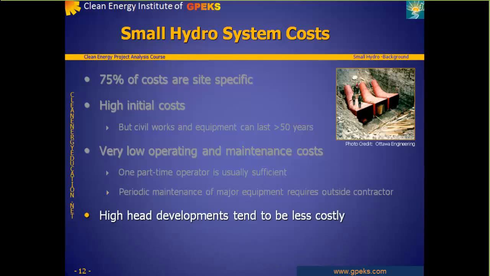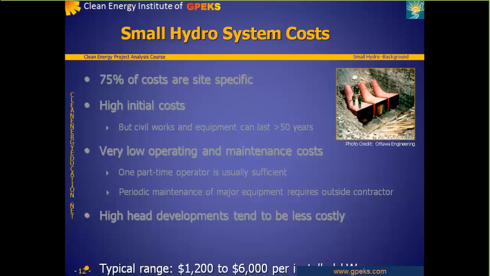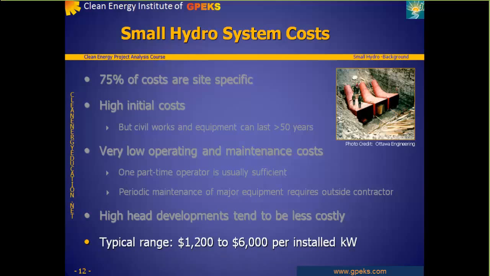The size of the turbine varies with the flow that it must accommodate. As a result, higher head projects, which require less flow to generate a unit of electricity, can use smaller turbines than low head projects. The smaller turbines are less expensive, so high head projects tend to have lower equipment costs. The civil works, however, are not necessarily less expensive for high head projects. With so much of the cost of the project being site-dependent, the range of project costs is very wide. Many projects fall within the range of $1,200 to $6,000 per kilowatt of capacity installed.